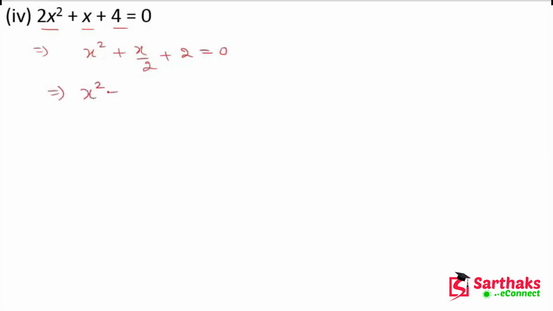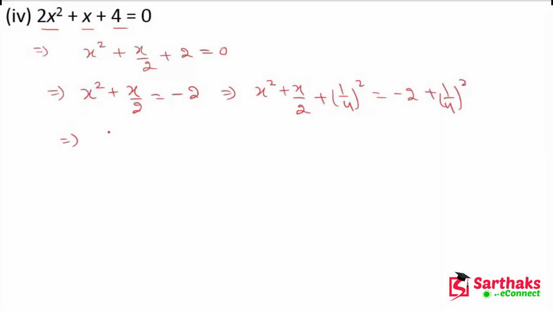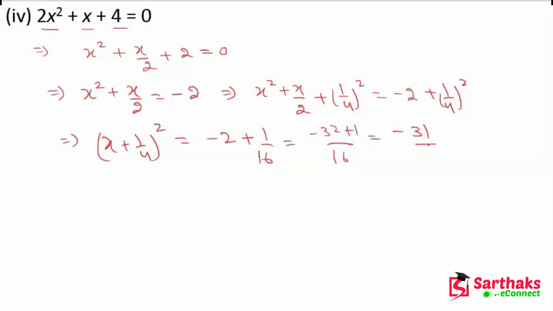Now x square plus x upon 2 is equal to minus 2. Okay, x square plus x upon 2 plus 1 upon 4 whole square is equal to minus 2 plus 1 upon 4 whole square. So now this will become x plus 1 upon 4 whole square, and this will be minus 2 plus 1 upon 16. So if we take 16 LCM, we get minus 32 plus 1, which is equal to minus 31 upon 16.